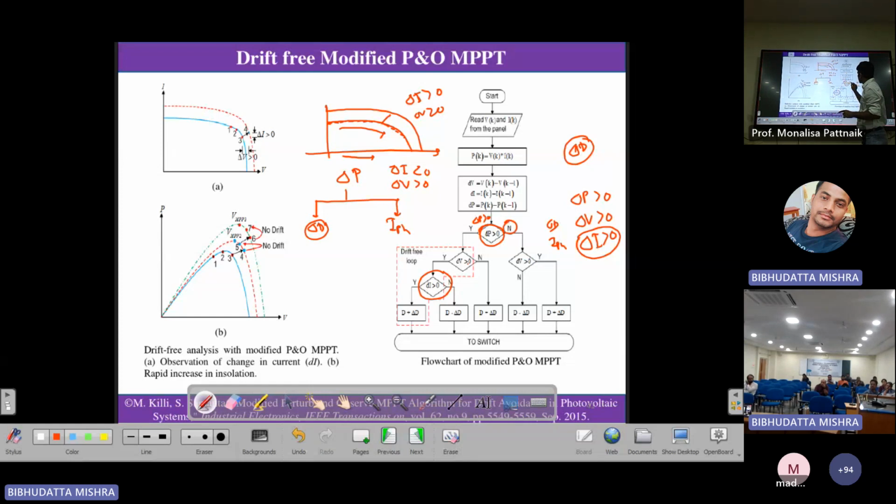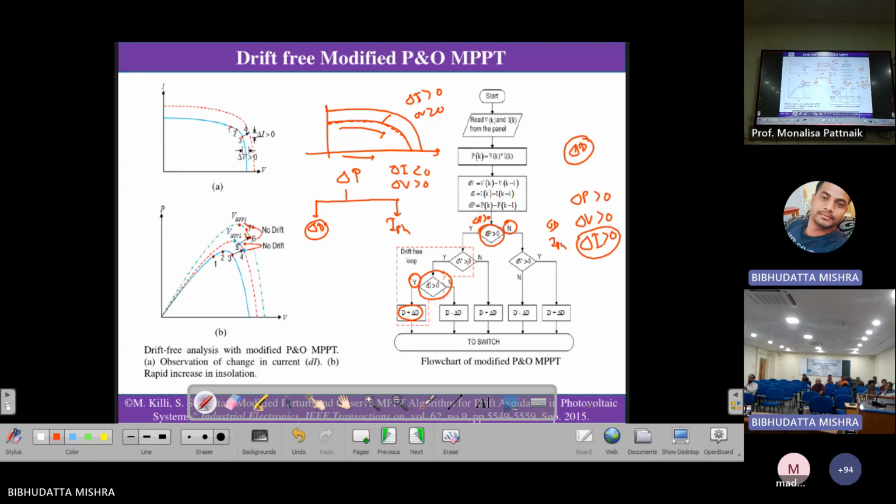In this loop, it is not there because this is the decreasing insolation loop. So del P greater than 0, del V greater than 0. If del I greater than 0, then I know that this is due to the irradiation change. And as this is due to the irradiation change, I should not increase the voltage. I should basically decrease the voltage. Decreasing the voltage means increasing the duty ratio.